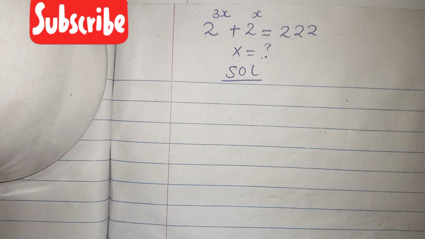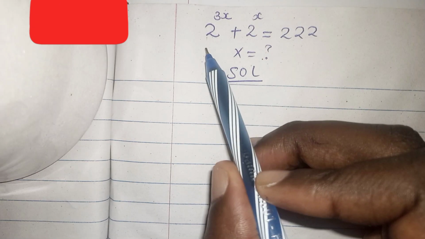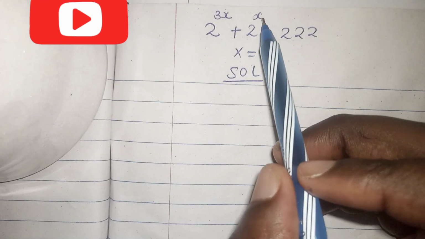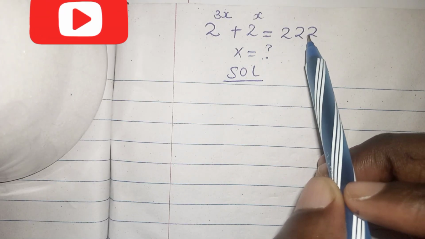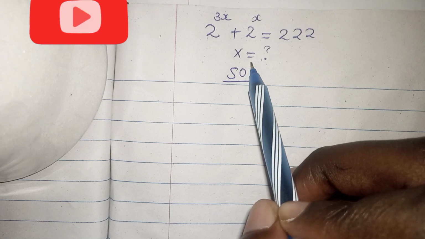So today I'm bringing you this nice equation that I want us to solve for the value of x when given 2 to the power of 3x plus 2 to the power of x is equal to 222. What is the value of x?